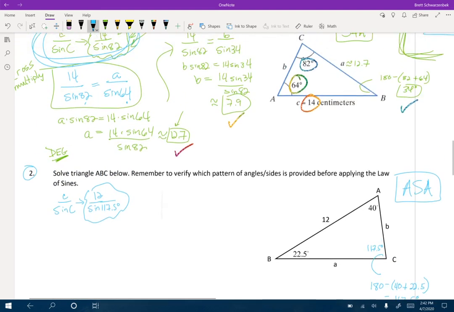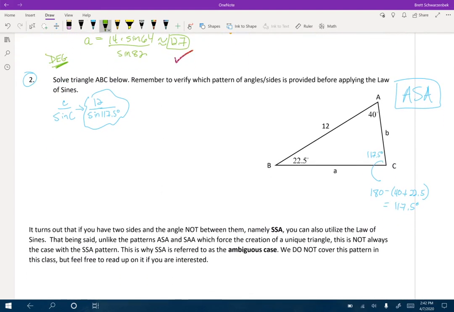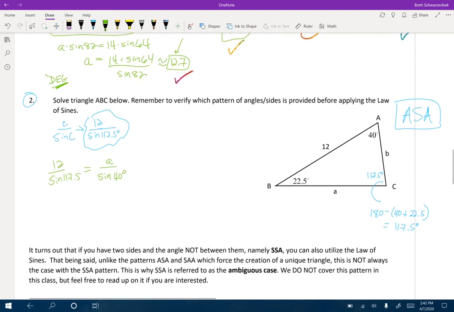Okay, so what does that look like? Well, let's find the missing pieces. So we're going to do 12 over the sine of 117.5. Why don't we go to A because it comes first in the alphabet. So what do we got here? It looks like we have little a over the sine of the angle opposite it, 40. Again, you'll see that this is set up exactly like the other problems. Therefore, all we have to do is cross multiply.